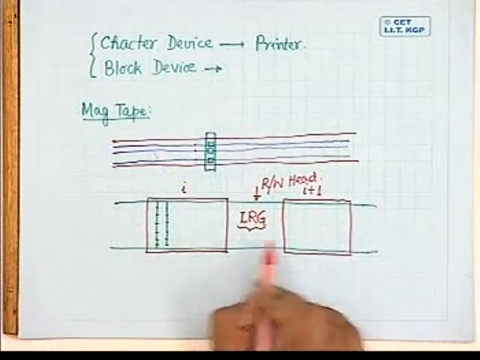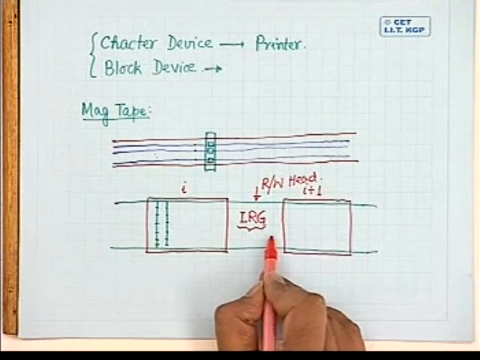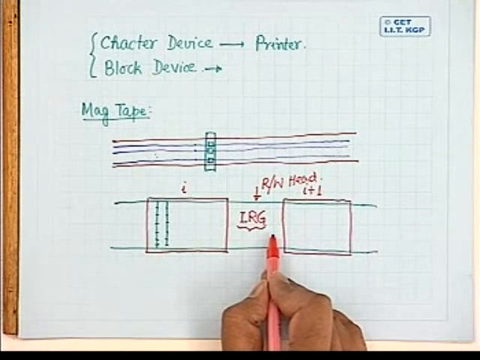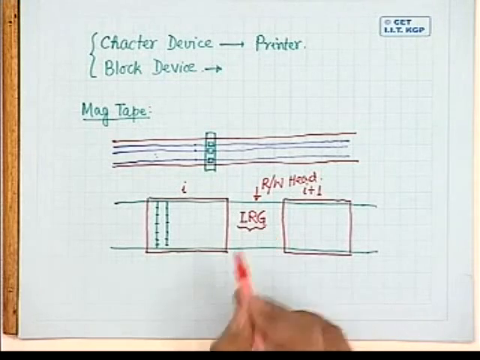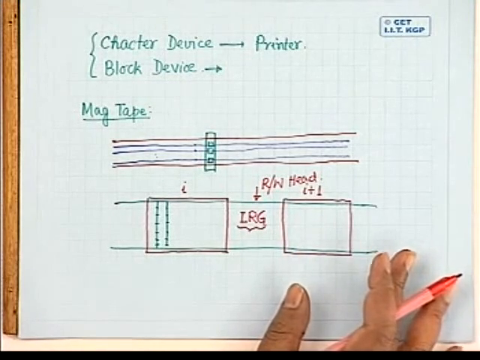So that is the reason that we have to maintain some inter-record gap between two successive records in case of a magnetic tape. And the length of this inter-record gap will obviously depend upon the speed, the acceleration, and the deceleration of the driving mechanism.